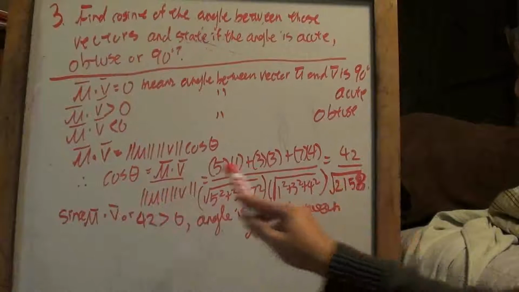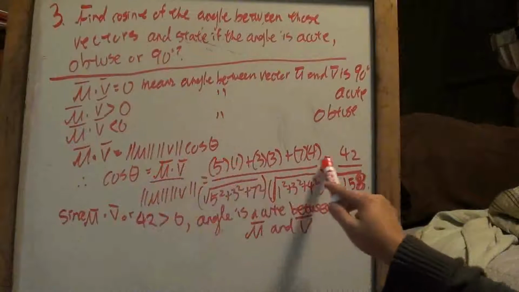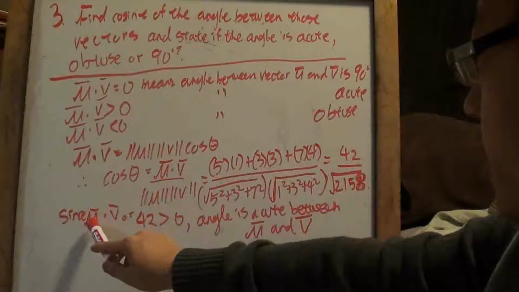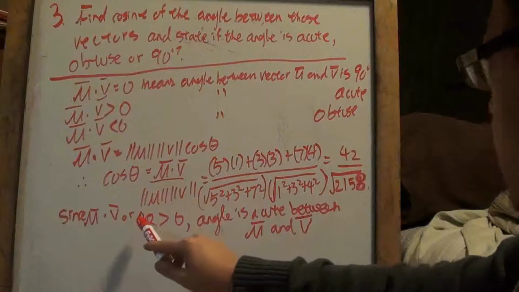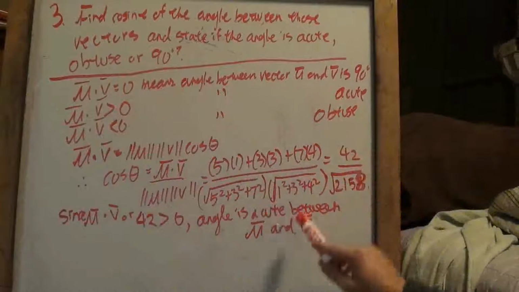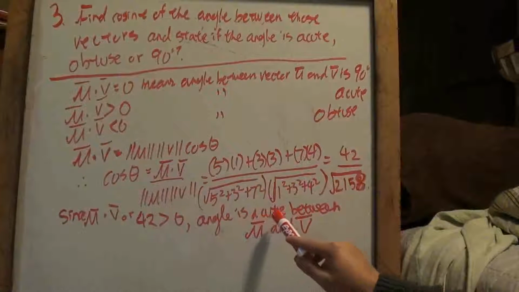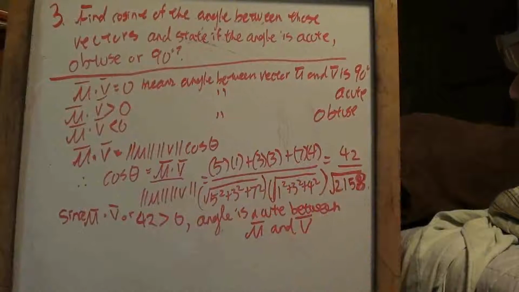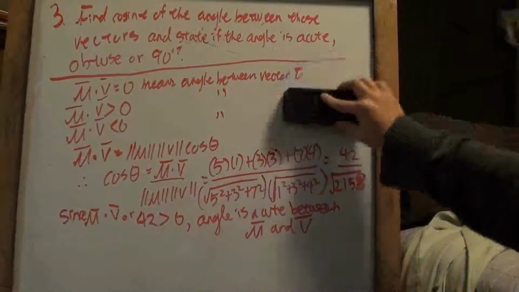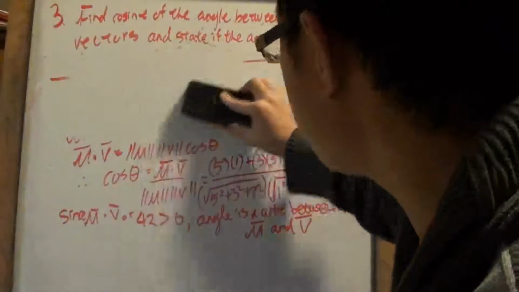You don't really have to do the norm. All we care about is this 2, right? But nonetheless, I did 42 over that. So I said because the dot product is 42, which is greater than 0, it fits here. So it means the angle is acute between these 2 vectors. Now, that's all you need to write. But you know, it doesn't hurt to double check. So I actually wrote double check too.